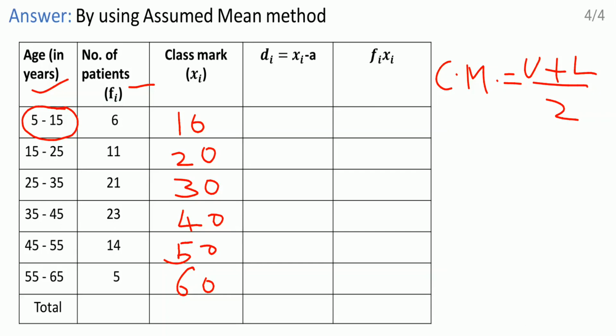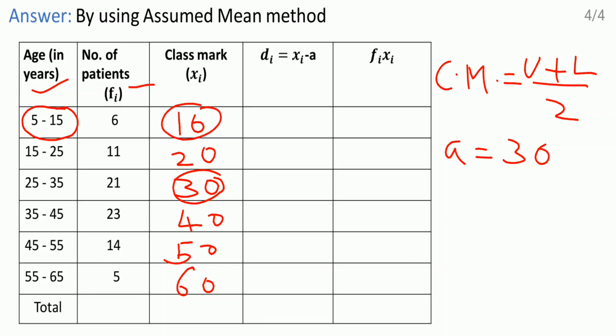Now we need to choose A. A means assumed mean, somewhere the middle value of this exercise. So middle value may be 30, may be 40. Any one value you can choose as A. So A I am going to take as 30. Now xi minus A, D means deviation. So here xi minus A.